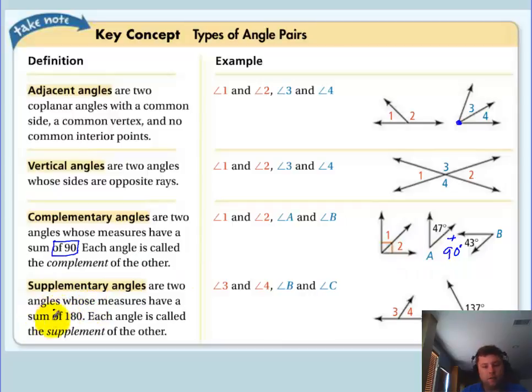Supplementary adds up to 180 degrees. So 3 and 4, they're adjacent to each other. They're going to form 180 degrees, and that kind of forms that line. Remember from last video, this is a straight angle, 180 degrees. C and B actually add up to 180 degrees as well. Even though B is up here and C is down here, if you add 137 plus 43, that adds up to 180 degrees. They don't need to be next to each other.